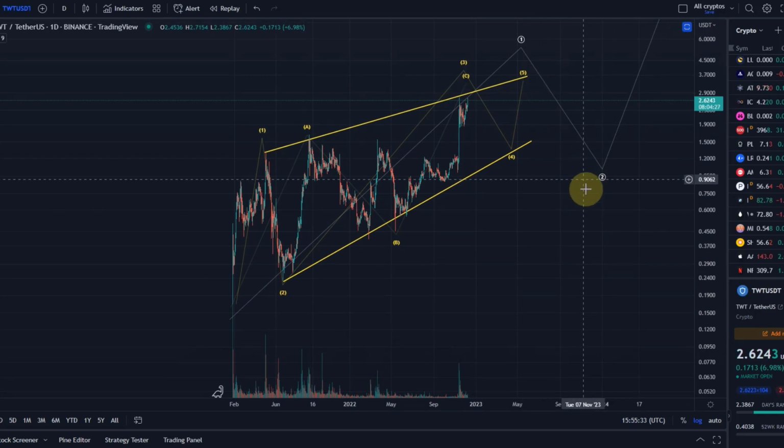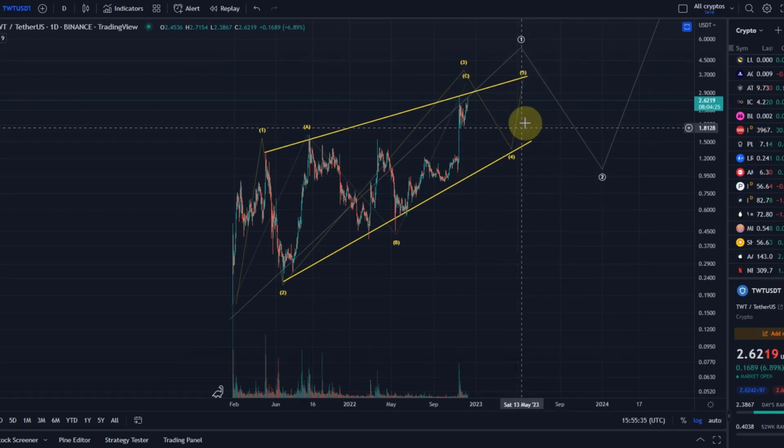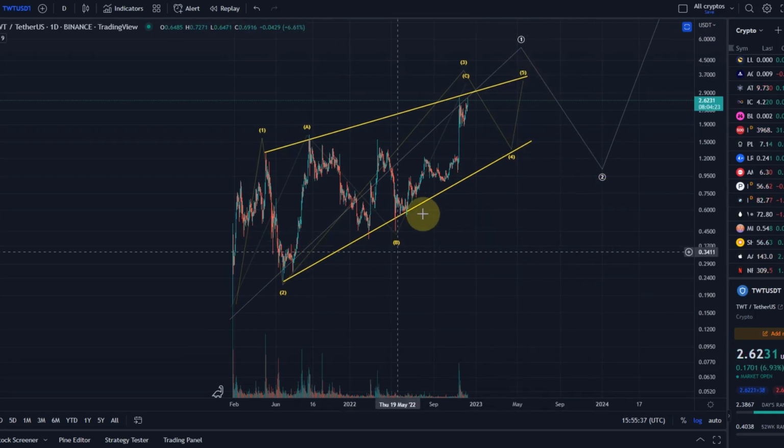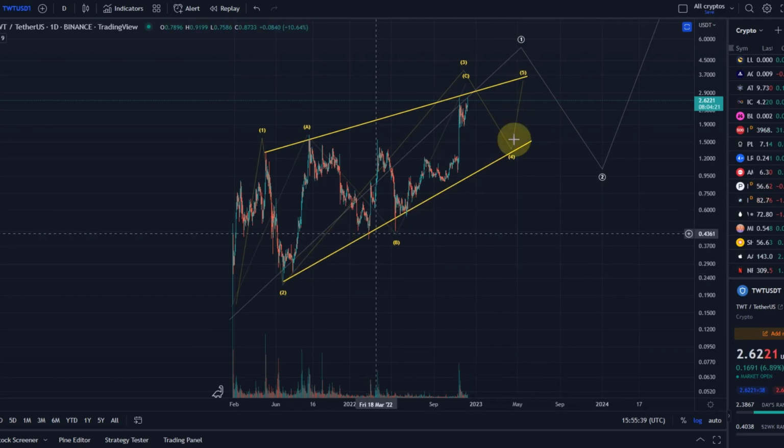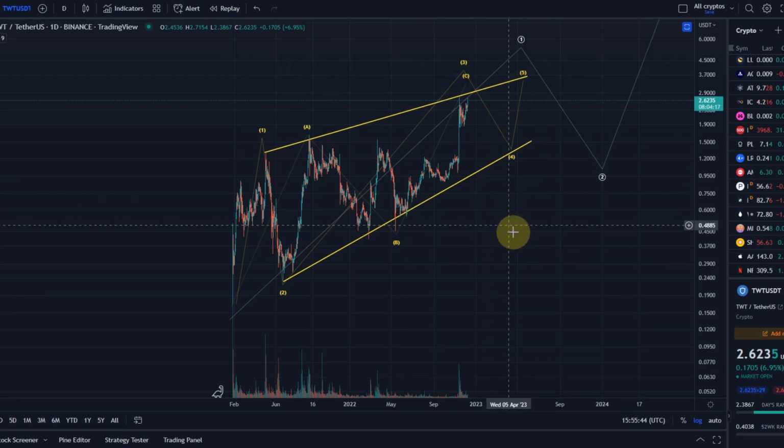And that is the moment when this pattern could break out to the downside. That's why I consider it generally a bearish pattern, especially if you see it on a higher level time frame like this. It's never something that I'm a great fan of.